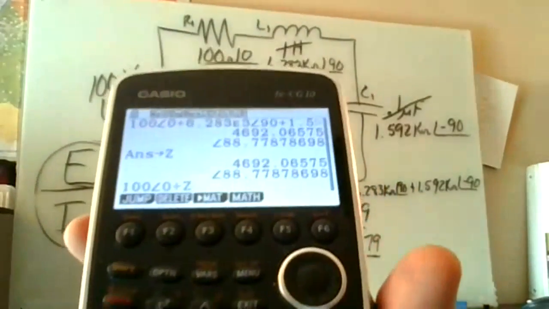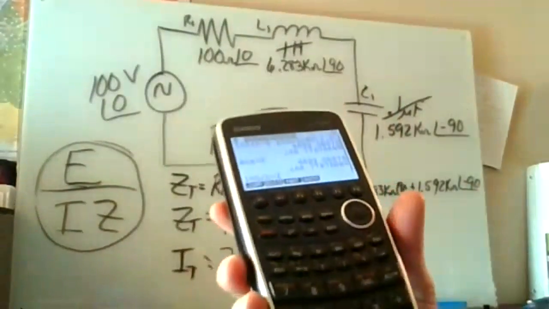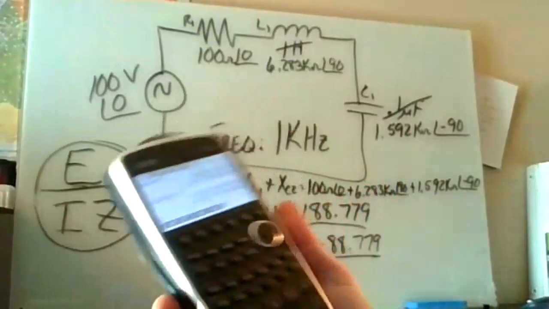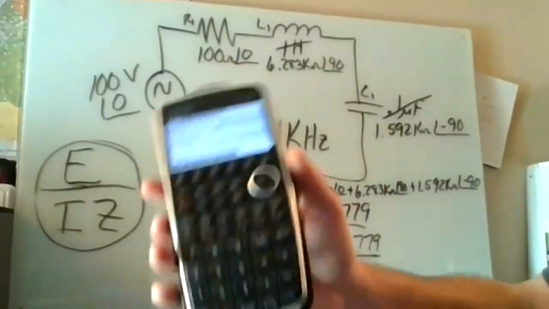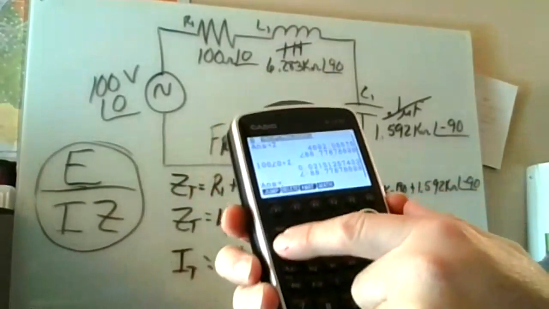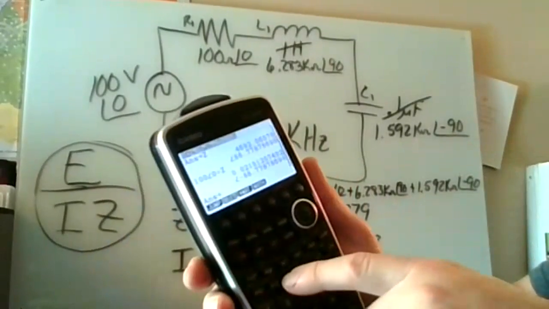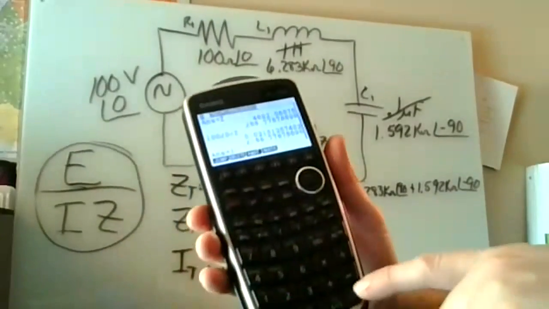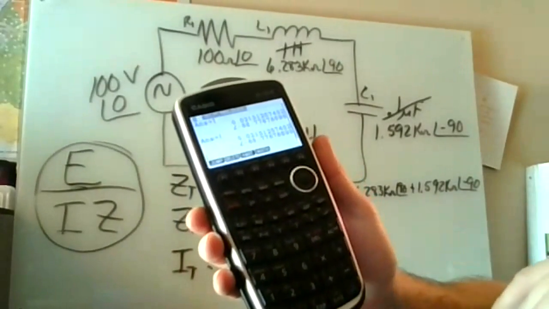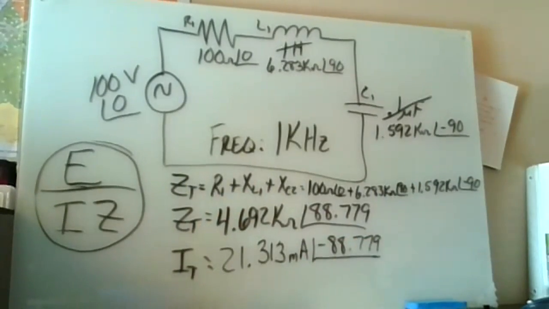And it should give you something like that, 100 and an angle of 0 divided by Z. And then hit equals, and it gives me my I total. And if you want to, you can then store your I total the same way. Just hit the arrow, then hit alpha, and what I do is I find the I key, which mine is the open parentheses, I, and hit equals, and now it's stored my I total under the I key. So I can use that when I go, because I'm going to go back and find all the voltage drops.